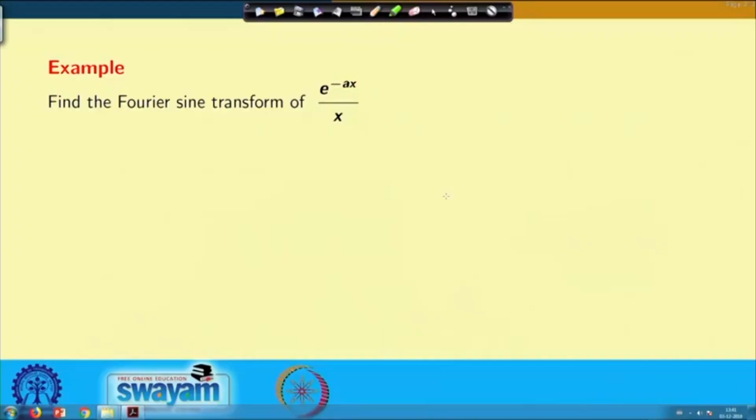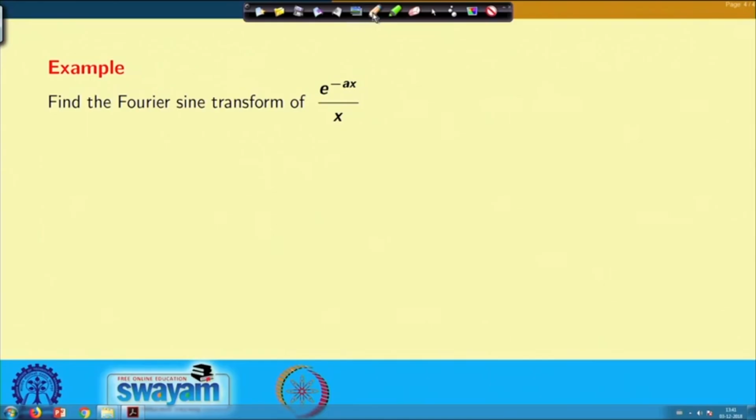In this particular lecture, we will try to solve some problems, so that you will be acquainted with how to find the Fourier transform of various functions or how to evaluate integrals using the Fourier transform. That thing we will do here. So, let us take one example first. Find the Fourier transform of e power minus a x by x.